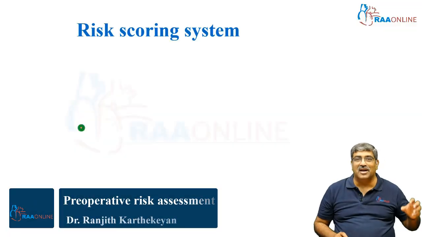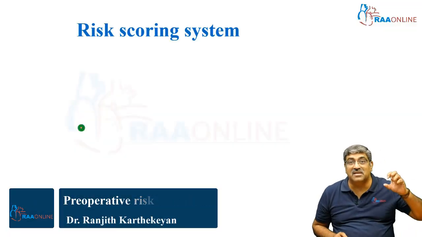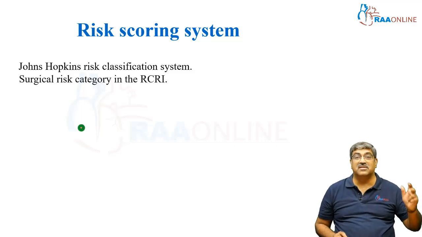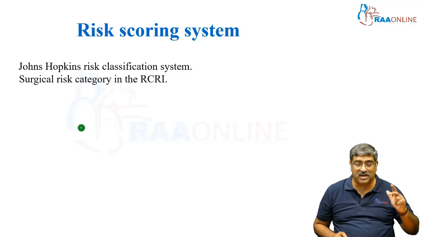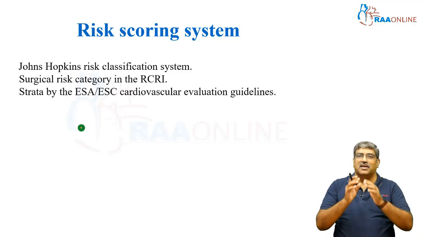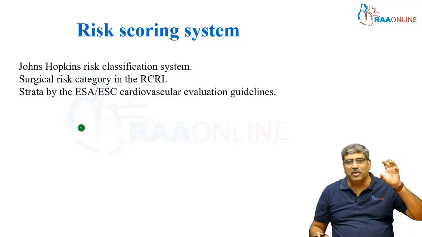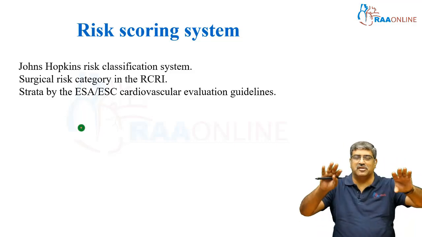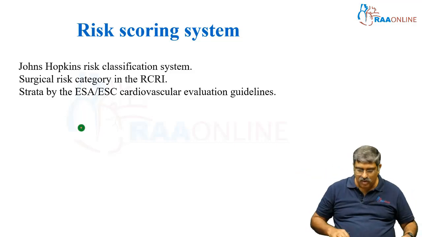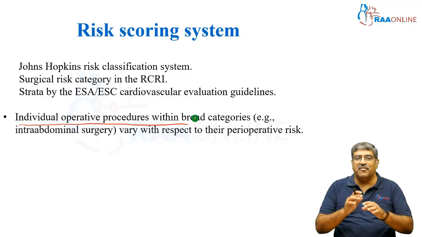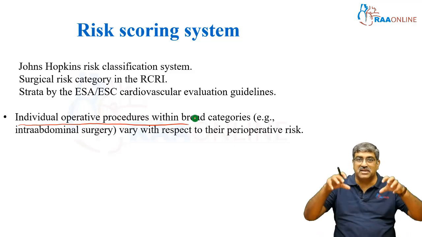Now coming to the risk scoring system for the surgery. You have the Johns Hopkins risk classification system, the surgical risk category of the Revised Cardiac Risk Index, and the European Society of Anaesthesiology and European Society of Cardiology have put surgery into various risk groups like high, intermediate and low. Individual operative procedures can vary in their perioperative risk within that category.